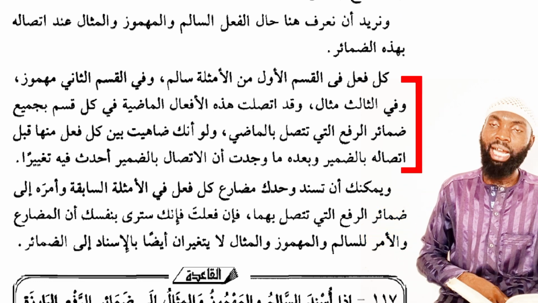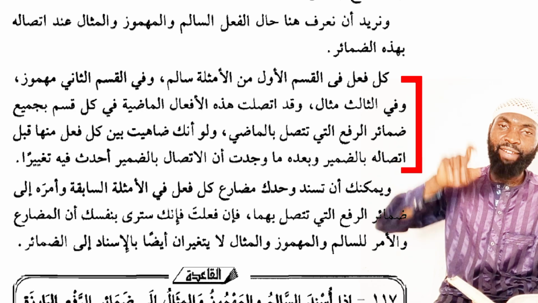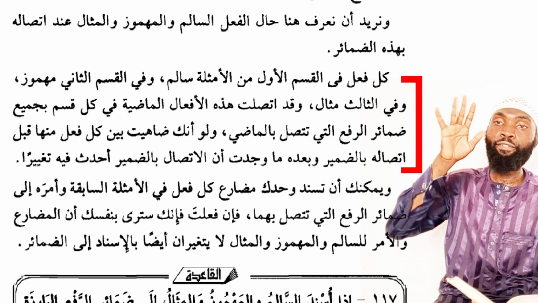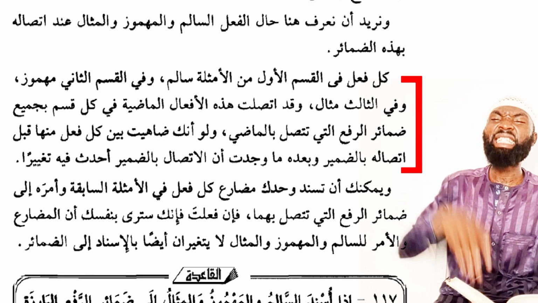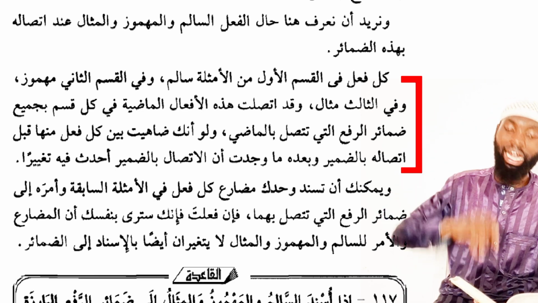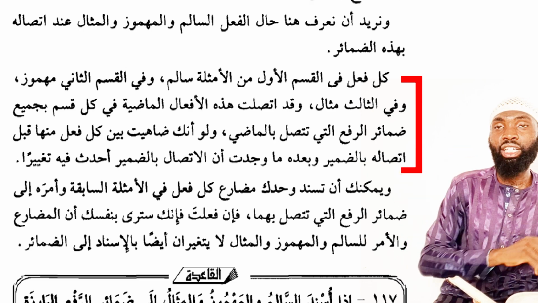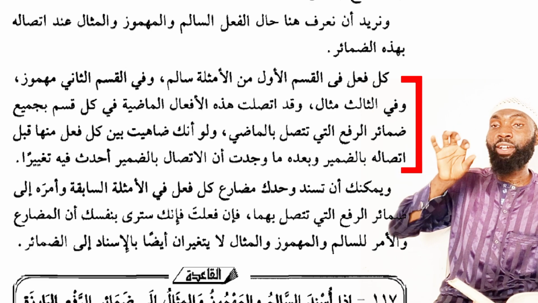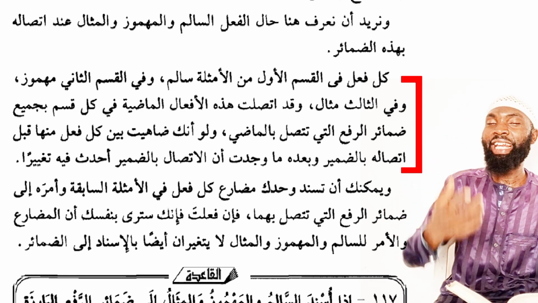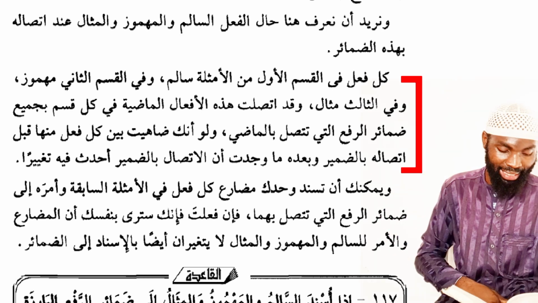كل فعل في القسم الأول. If you look at the previous example, you will find out that every verb in the first section من الأمثلة سالم. From the example, the first 5 examples, they are all sound verbs. These verbs, they do not have hamza and they do not have a sick letter. وفي القسم الثاني مهموز. While in the second section, you will see that all of the verbs there have a hamza. وفي الثالث مثال. While if you check the last section, you see that all of the verbs begin with a sick letter.